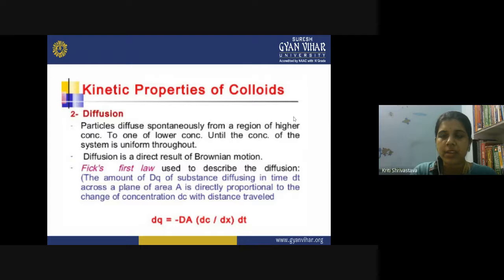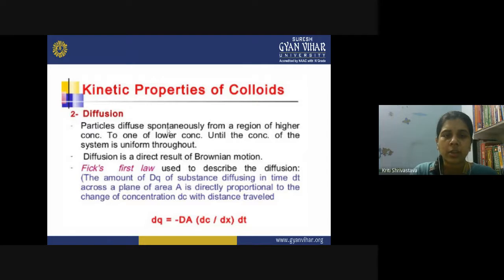And what would be the driving force for such movement? It will be the concentration gradient. So under the influence of the concentration gradient, these colloidal particles, because they are able to move, they are already moving through Brownian motion. So they can move from the region of higher concentration to the lower concentration, and this phenomenon is known as diffusion.